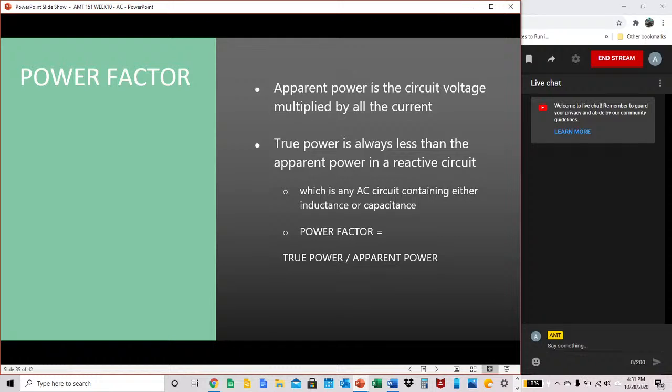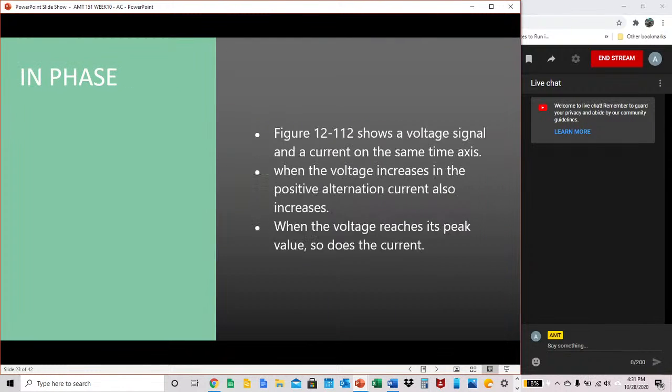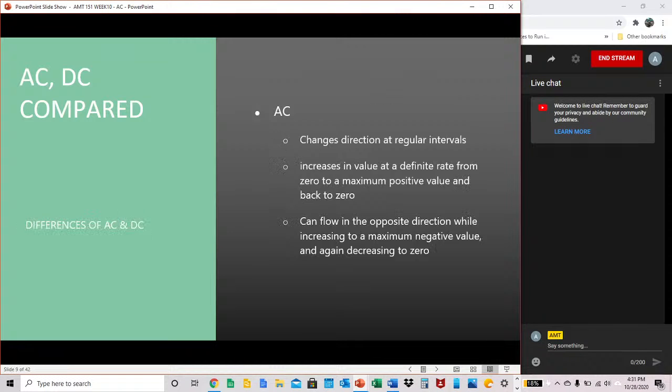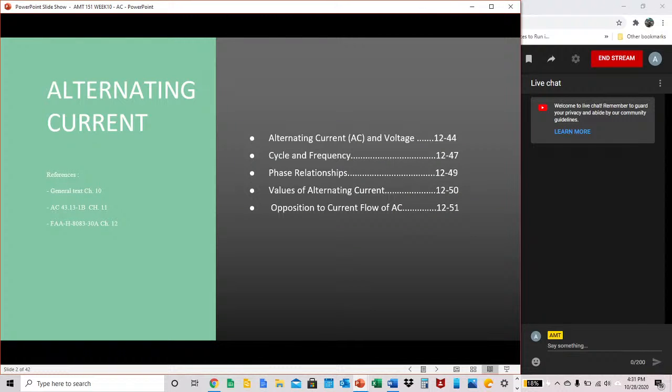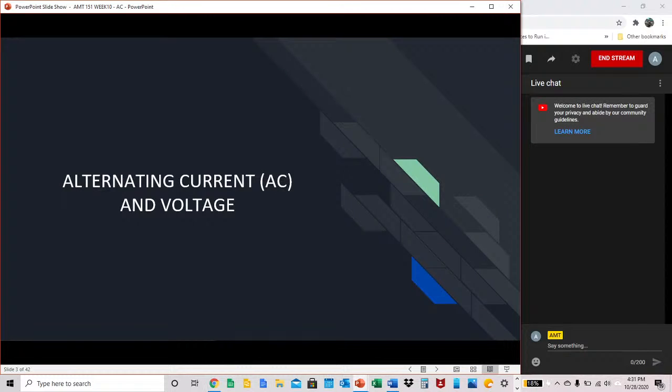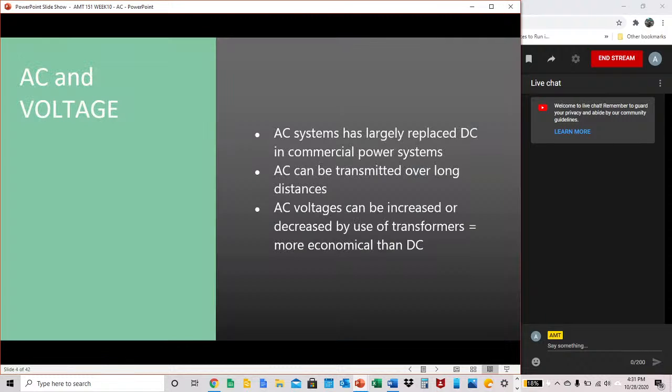Okay, so we finished batteries, and now we're going to spend the remainder of the semester on AC circuits, alternating current. So today we're going to go over a little bit of an introduction and some terminology with AC current. So beginning with alternating current and voltage, we'll go through cycle and frequency, phase relationships, values of alternating current, and opposition to the current flow of AC.